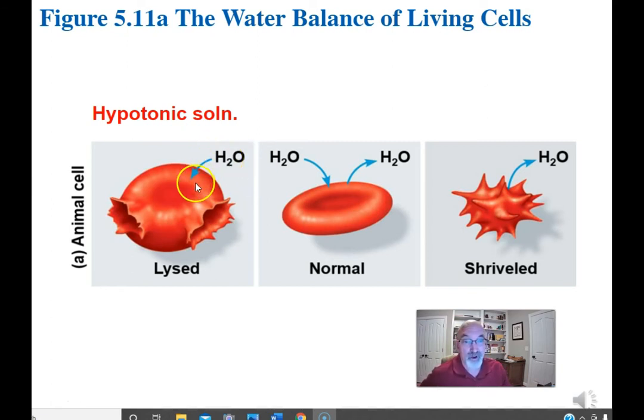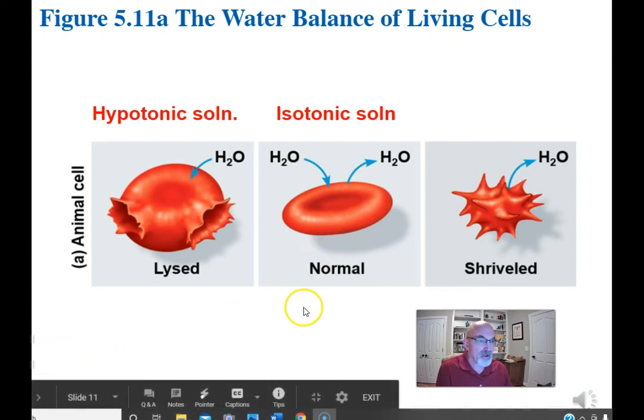Water moves from where it's high to where it's low. And in this case, we have a normal cell, and I should say a normal solution, and that's what we would say. It's normal or isotonic. So if you were given a saline solution in the hospital, you would have the same concentration of solute in that bag of solution as you would have in your red blood cells. And this would cause no net gain or loss of water.